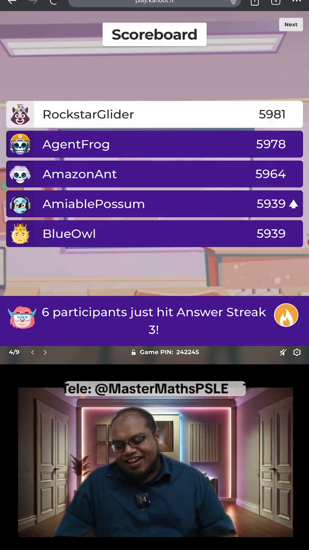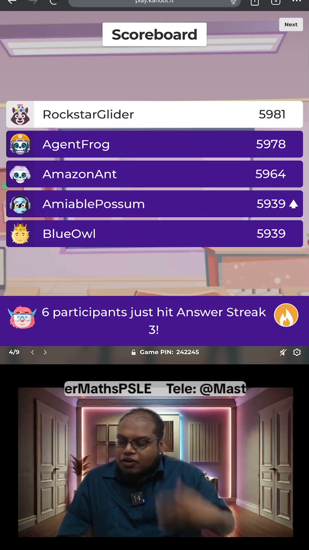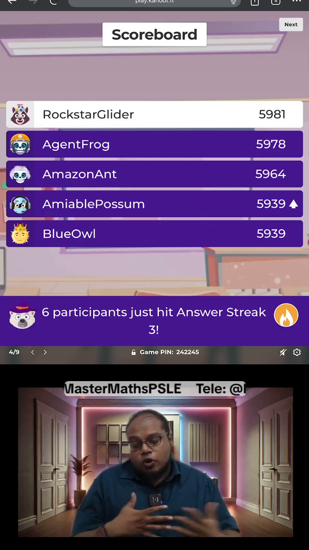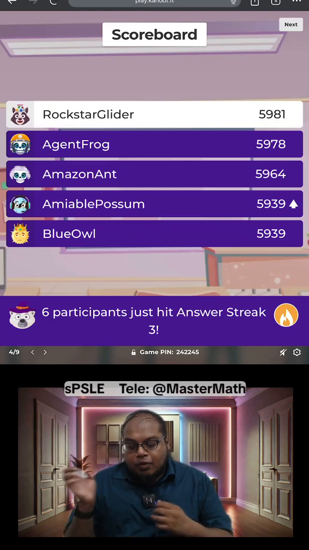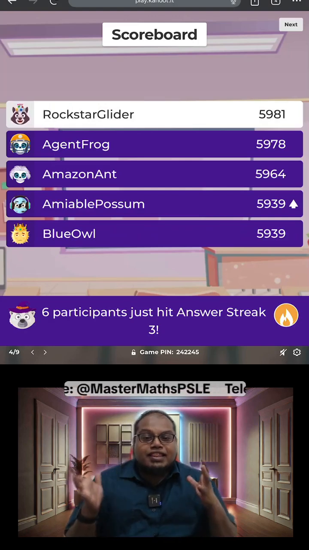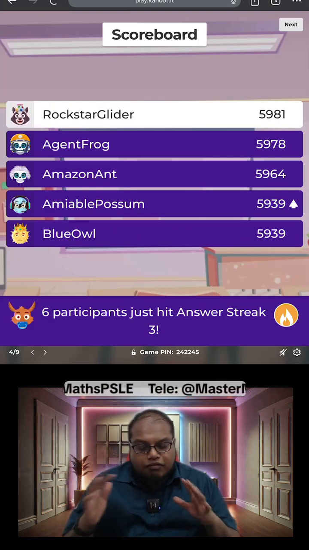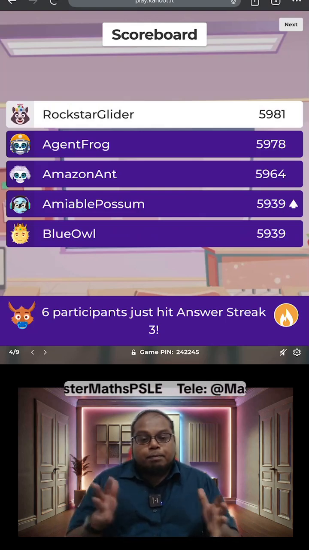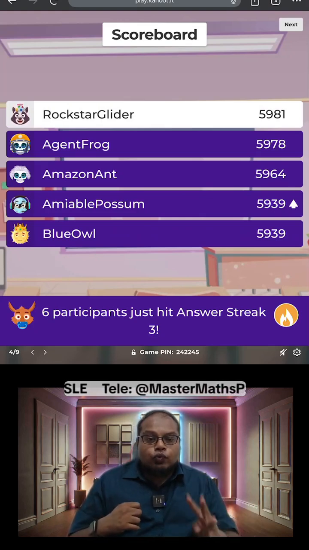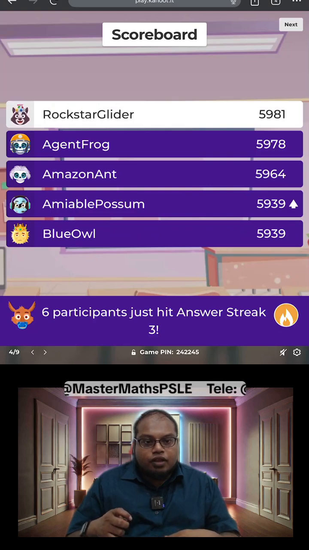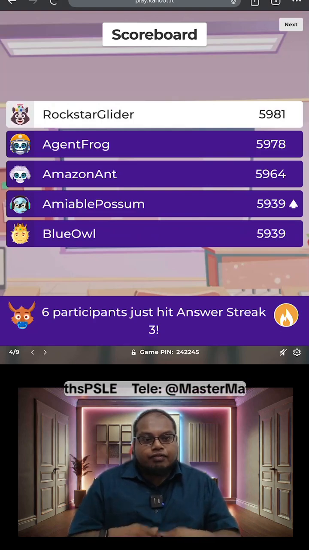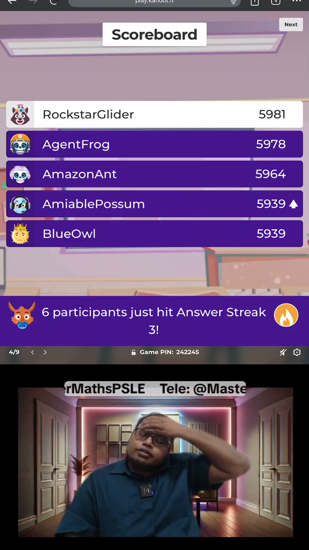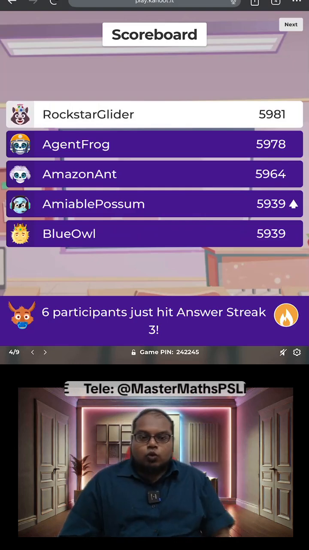Okay, the Rockstar Glider and the Asian Frog and the Amazon Ant all maintain their positions with very close points. Very good. Our number 4 and number 5 have the same points, they are tied. Those who are around 5,000 something, that's hope for you to catch up. The pin is 242245. Okay, 242245. No, easy lah, I'll check. Okay, 242245.